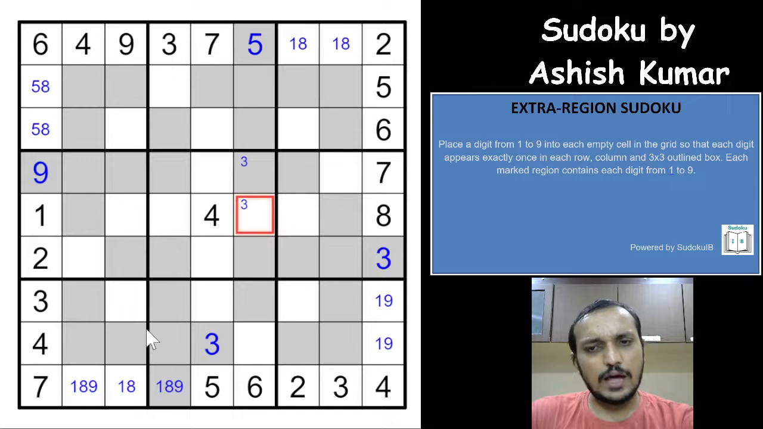Now the most important part in this Sudoku is that, usually in any variant, you will have to look at the pattern in which the Sudoku is constructed, how the author would have thought of it.